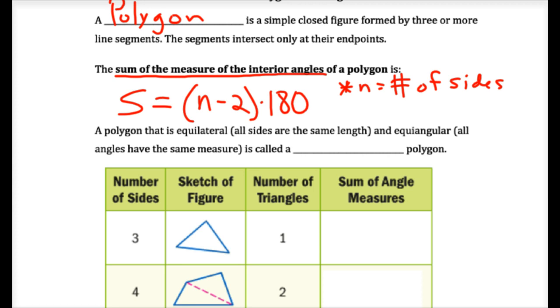A square? No, good guess. Quadrilateral? No. Rectangle? Rhombus? It's got a specific name. Triangle? A square is not it either, because it has to be the same for all the sides and all the angles. It's a regular polygon. If it is regular, all the sides are the same length and all the angles are the same measure. All right, let's fill out this table real quick.